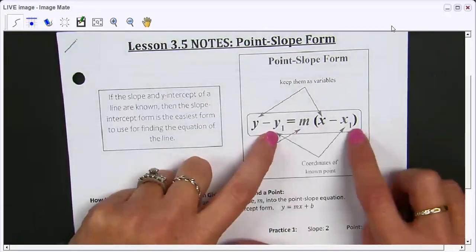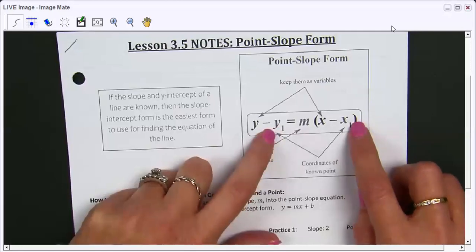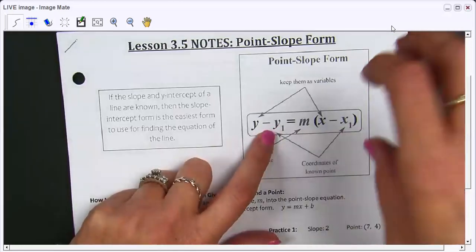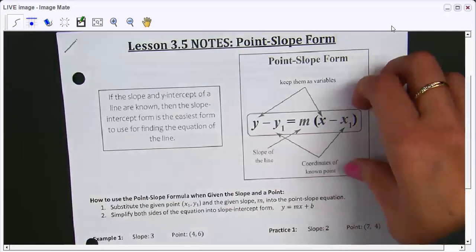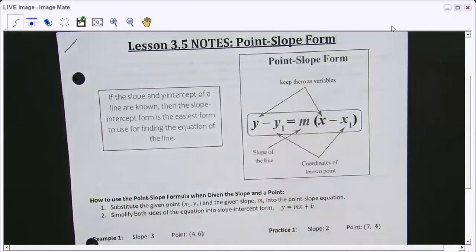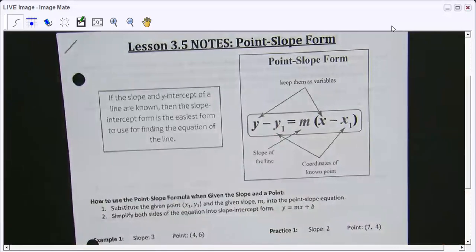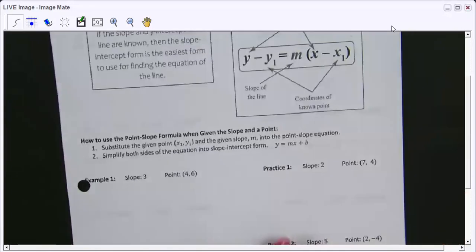This m is what it's always been, it's the slope. The y1 and the x1 are coordinates or an ordered pair, okay, where you will plug in your x and your y. And then the point of this is if you're given that specific information, you can use it to get a slope-intercept equation or any other equation that you need, okay? Standard form would be another one. So let's go ahead and practice this.